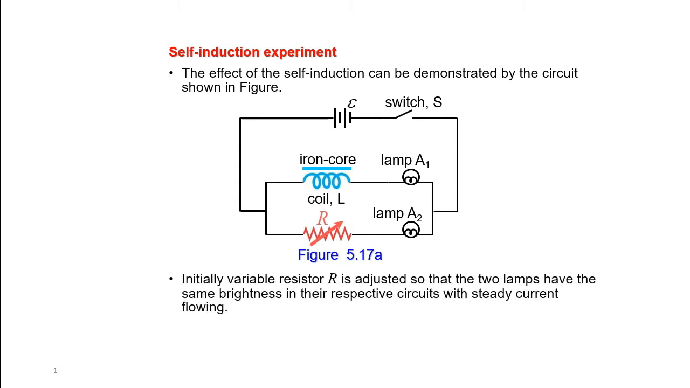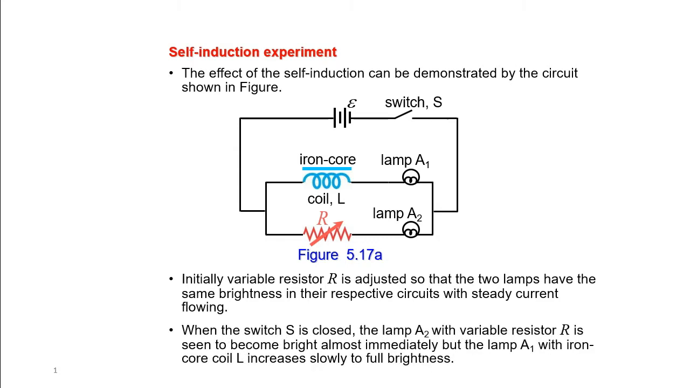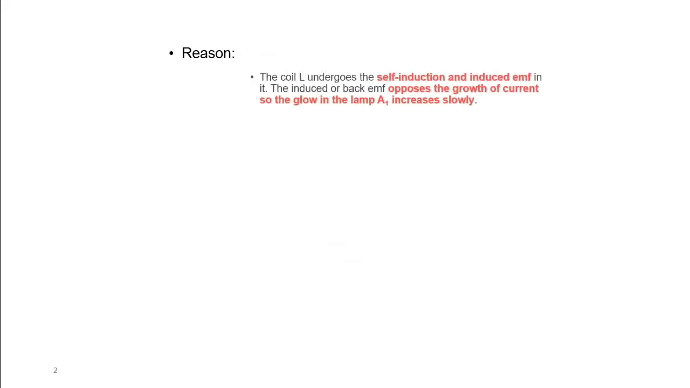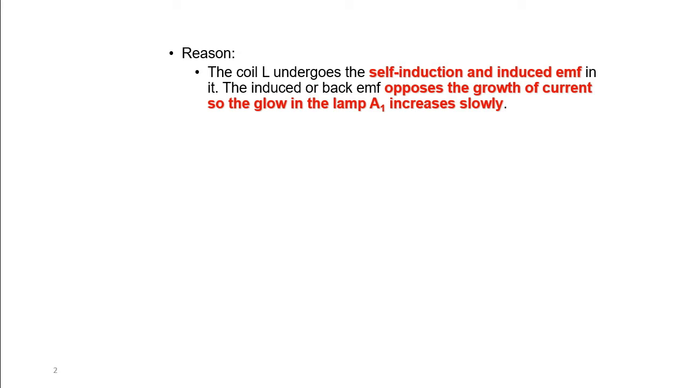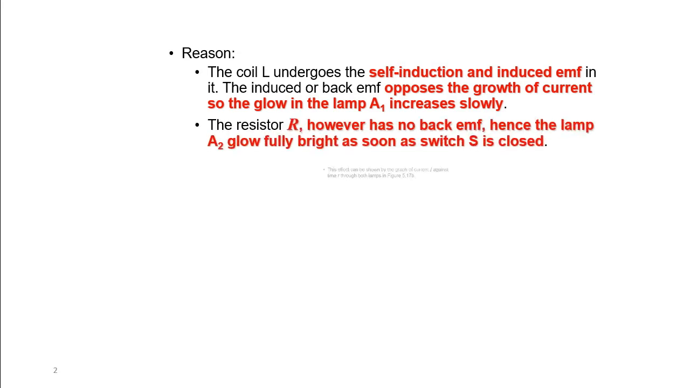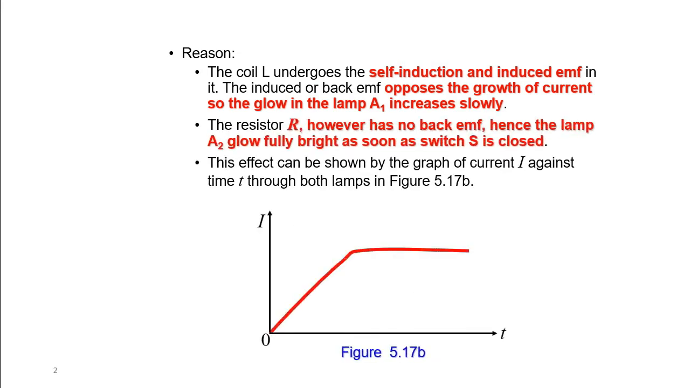Initially, the variable resistor R is adjusted so that the two lamps have the same brightness in their respective circuits with steady current flowing. When the switch is closed, the lamp A2 with variable resistor R is seen to become bright almost immediately, but the lamp A1 with iron coil L increases slowly to full brightness. The effect can be shown by the graph of current I against time t through both lamps in the figure.